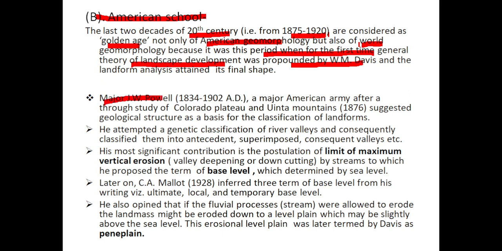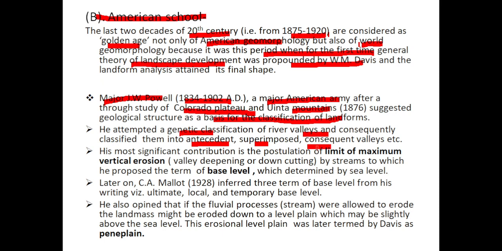Major J.W. Powell, 1834 to 1902 AD, was a major in the American Army. After a thorough study of the Colorado Plateau and the Uinta Mountains, he suggested geological structure as the basis for the classification of landforms. He attempted a genetic classification of river valleys and consequently classified them into antecedent, superimposed, consequent valleys, etc.